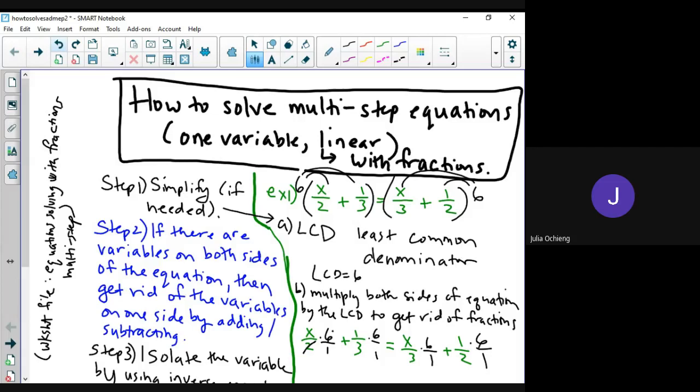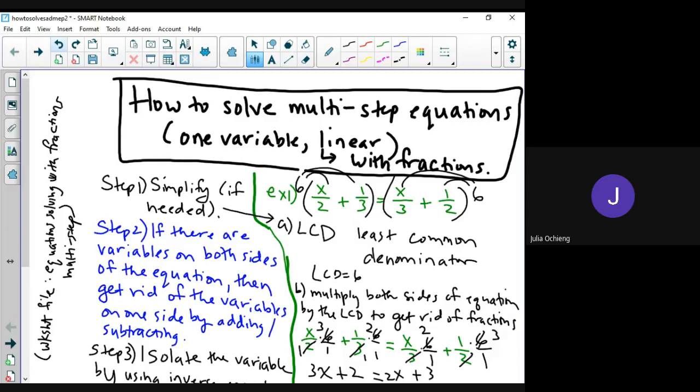So I'm going to cancel this out and make that a 3 and that a 1. So that's 3x over 1, or just 3x. Because remember, anything over 1 is just itself. This cancels out, that becomes a 2 and 1. So 2 times 1 is 2. Here, that cancels out with a 6 and becomes a 2. So 2 times x is 2x. This cancels out, becomes a 3, and that becomes 1 times 3, which is plus 3. No more fractions. This looks a lot friendlier already.